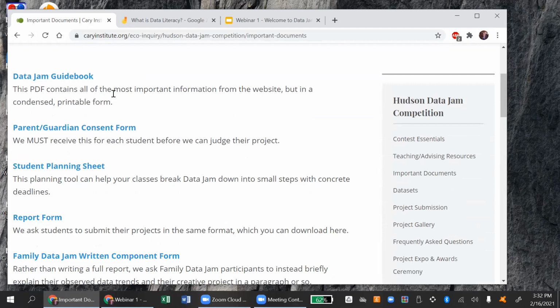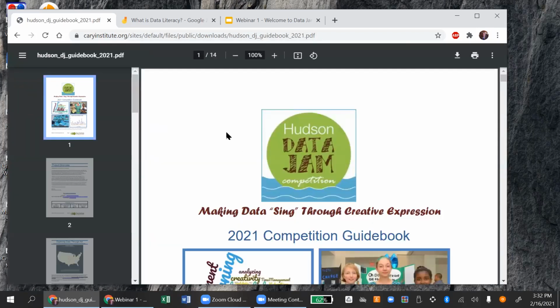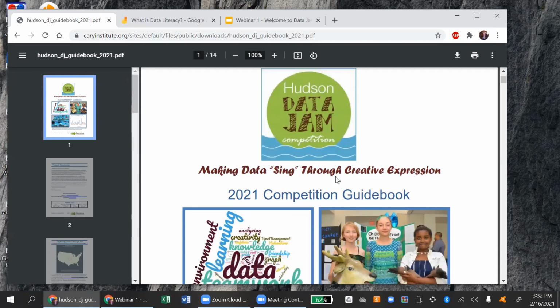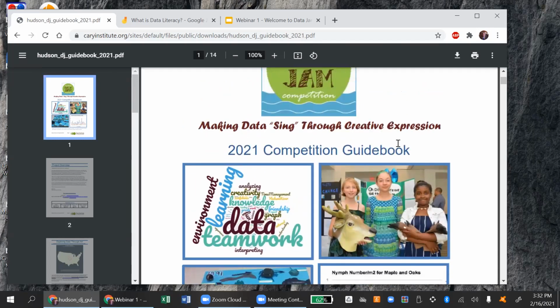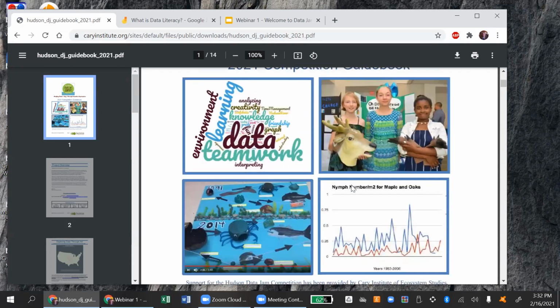This is probably the place I would tell you to go first. So when you go to important documents, you'll see Data Jam Guidebook. And this PDF has all the details about Data Jam all in one place that you can print out or just simply have in a digital PDF. And this has all of your registration, deadlines, background on Data Jam, information about consent forms. Everything is in this guidebook.